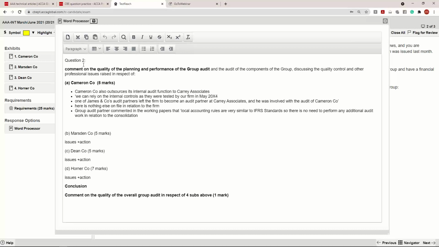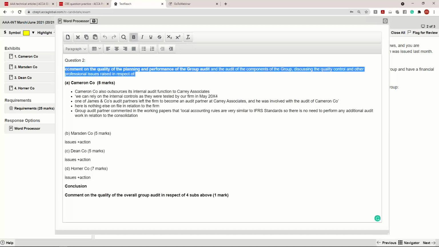We did start to write the answer on the word processor yesterday on day 2, and I put the heading question number 2. We copied the requirement of question number 2 onto the word processor, and then we started to read the first subsidiary of the group, which was the Cameron company, and we had 8 marks for Cameron company. When we were reading the exhibit for Cameron company, we did find multiple issues. The first issue we found was that Cameron company also outsourced its internal audit function to Kerry. So Kerry was the auditor and they have also outsourced the internal audit function to Kerry.